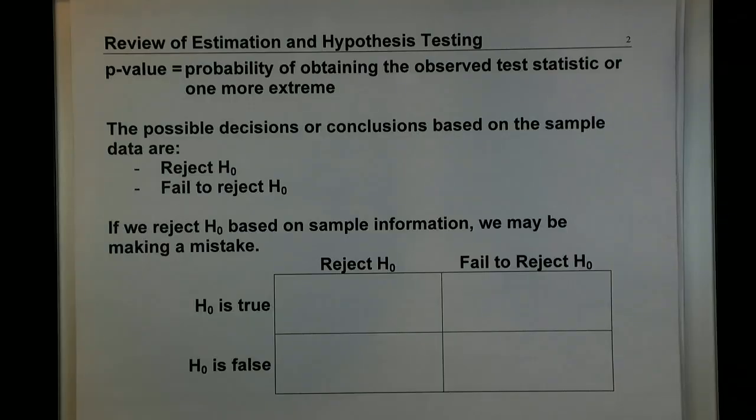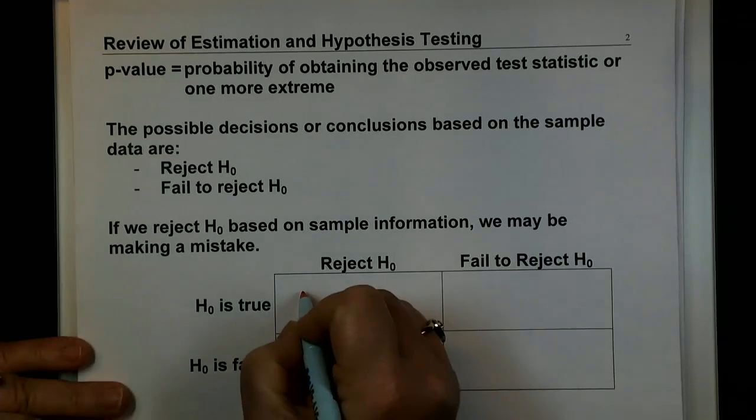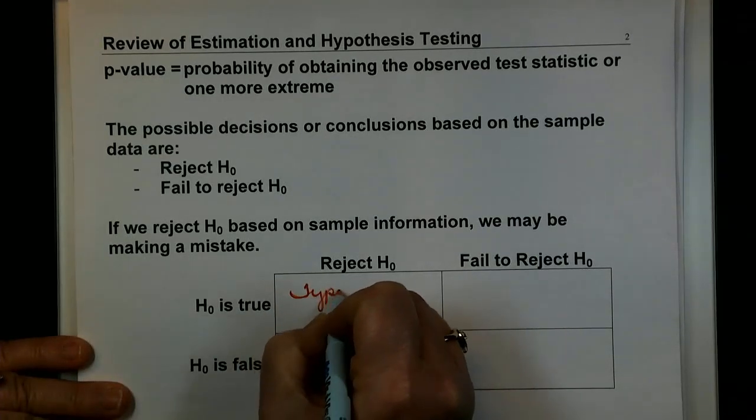Possible decisions or conclusions that we come to generically are to reject the null hypothesis or fail to reject the null hypothesis. We will always write conclusions in the language of the problem, and so those 2 expressions will never be correct as a conclusion. I want it in the context of the problem. So if we decide to reject the null hypothesis based on sample information, we may be making a mistake, and we may have done a similar kind of chart in the prerequisite course. If the null hypothesis is true and you reject the null hypothesis, you've made a mistake, and this was classified as a type 1 error.